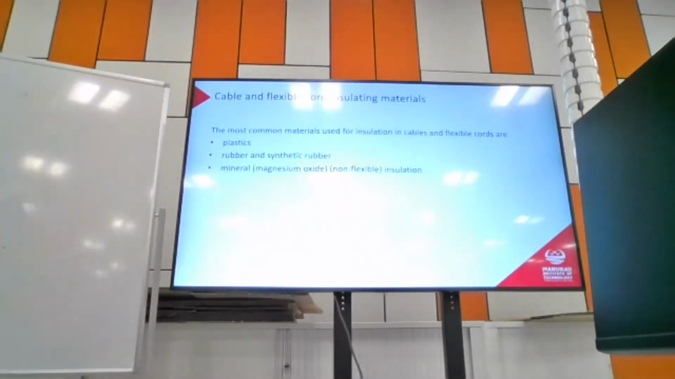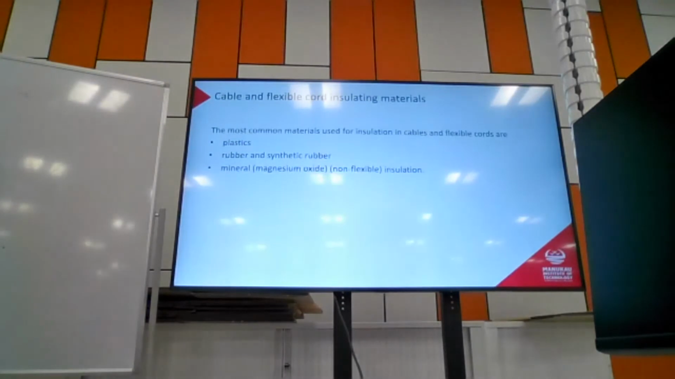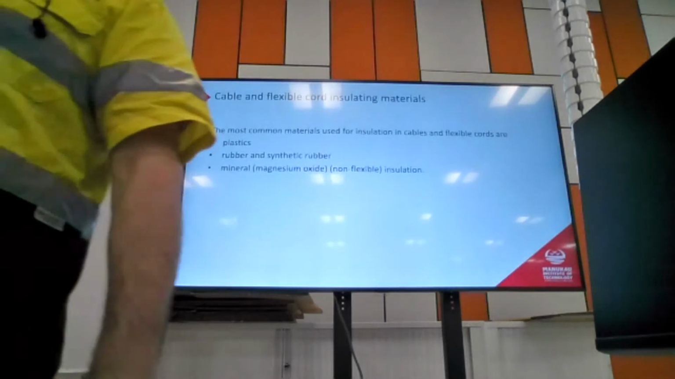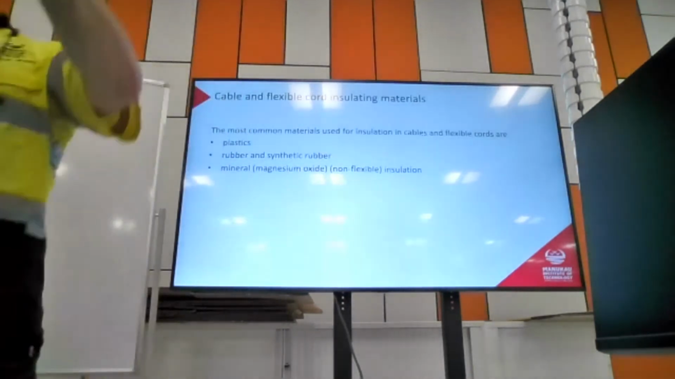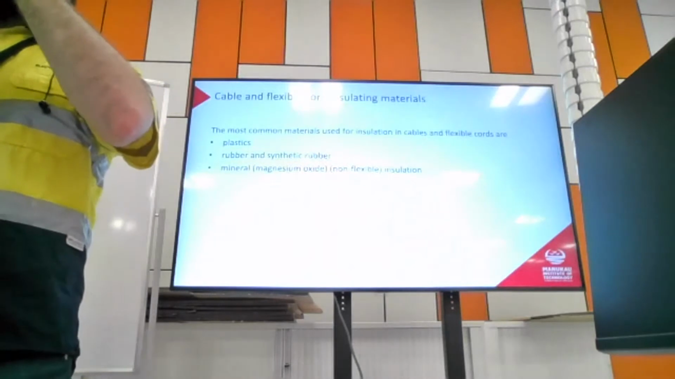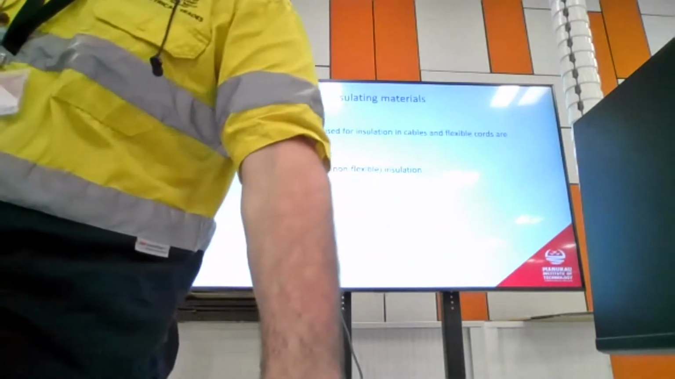All right, insulating materials. The most common materials used for insulation in cables and flexible cords are plastics, rubber and synthetic rubber, and mineral, like magnesium oxide, that's that white powder. Non-flexible insulation. Yeah, so that mineral insulation is not going to be flexible, right? Every time I bend that cable, if I move the white stuff around inside and move the conductors, then those conductors can short out. It's horrible stuff.